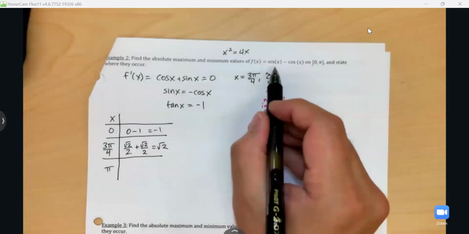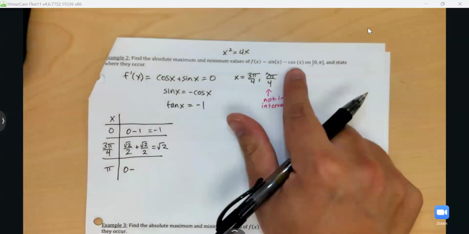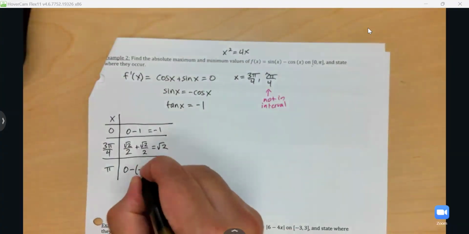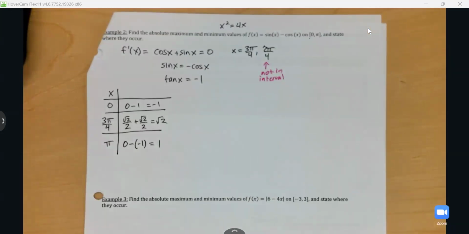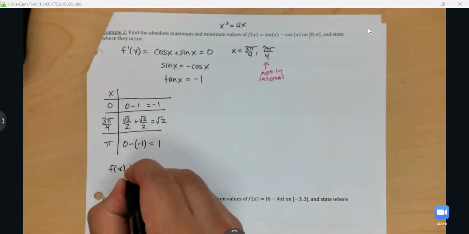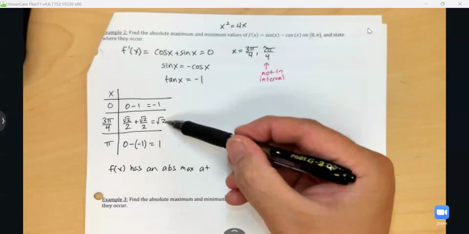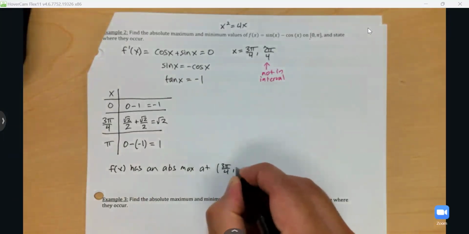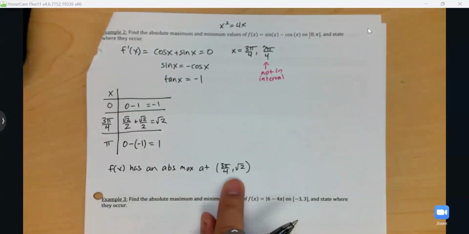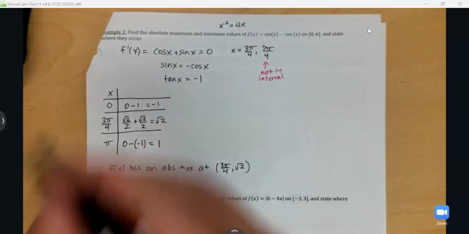All right, plug in pi. I'd get sine of pi, which is 0, minus cosine of pi. Cosine of pi is -1, so negative -1 turns that into a positive 1. Okay, so where would I have an absolute max? That would occur where I have the largest y value on this interval, so that would be at 3 pi fourths. And again, on a free response, you're always safe just reporting the entire coordinate point. Where does f of x have an absolute minimum? That would occur at the point 0, -1.